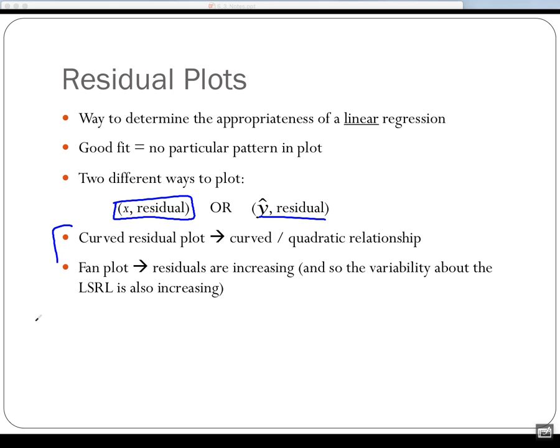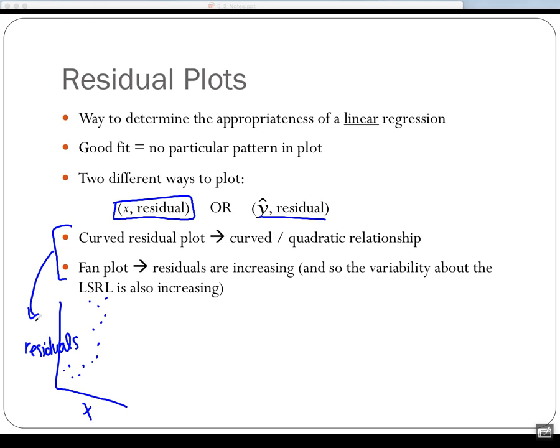Now, these two are bad patterns to see in a residual plot. If you have a curved residual plot, that tells you that your original data set is probably curved. It's not linear. So if you see a residual plot that looks like this, again, this being the residual plot, so x versus the residuals, then your original data set's probably curved.